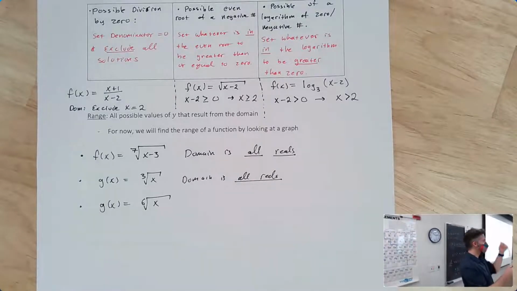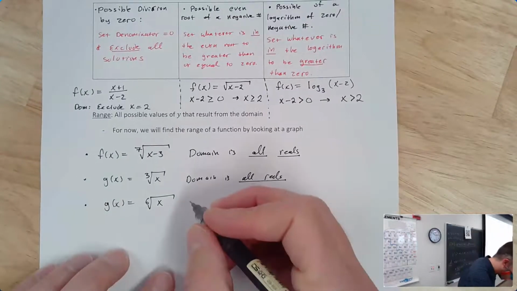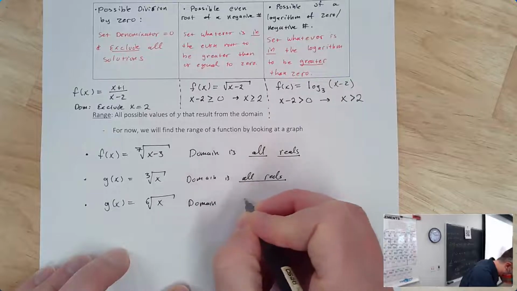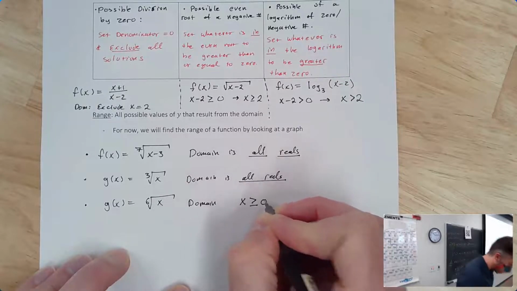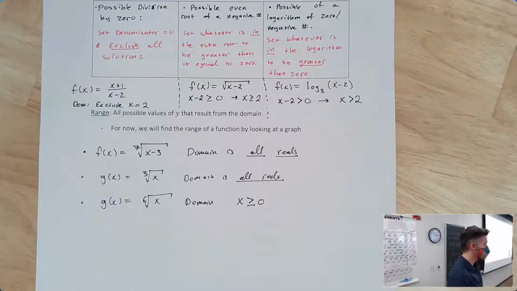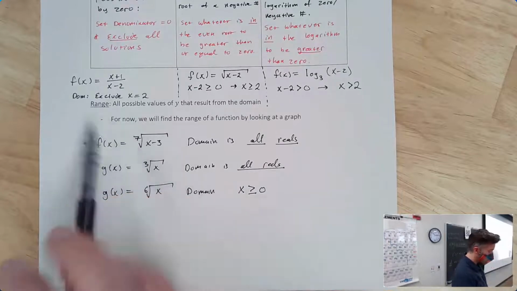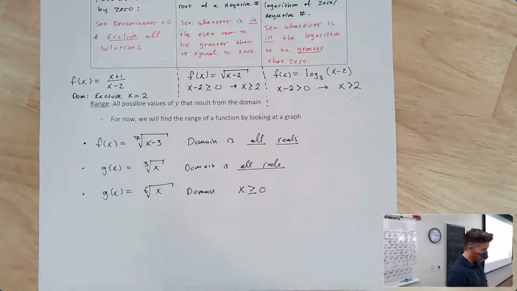and a negative times a negative times a negative times a negative times a negative times a negative is positive. It's an even number of negatives, right? I agree. So this has domain x greater than or equal to 0.